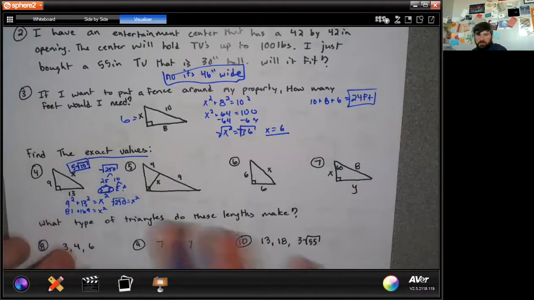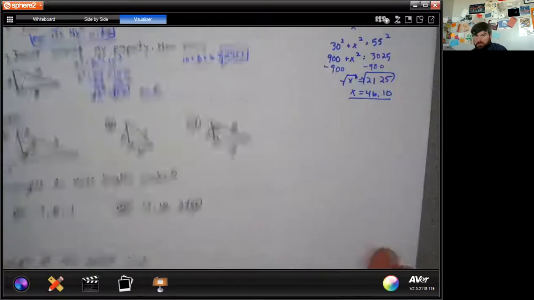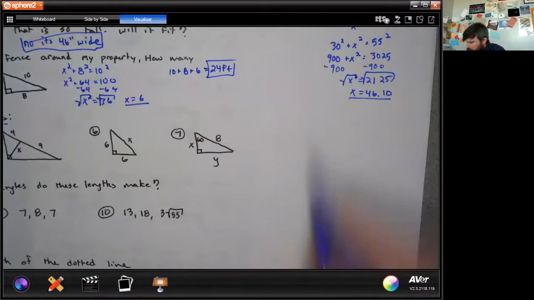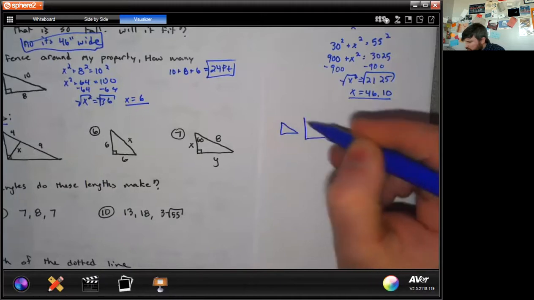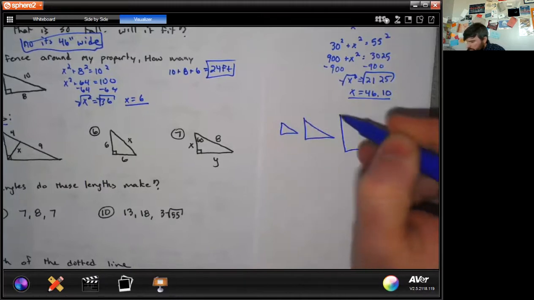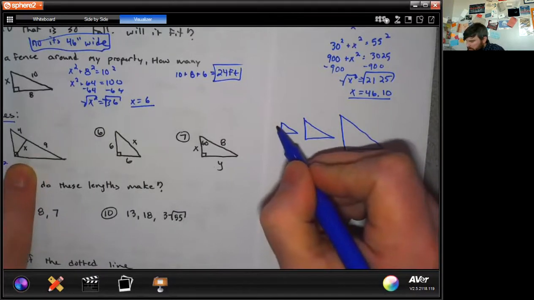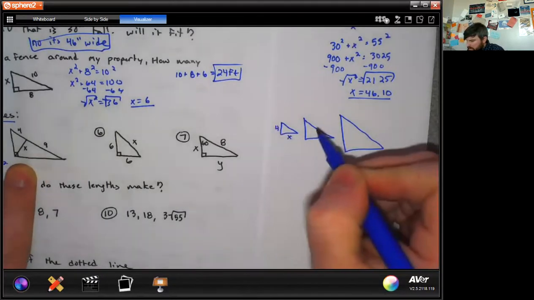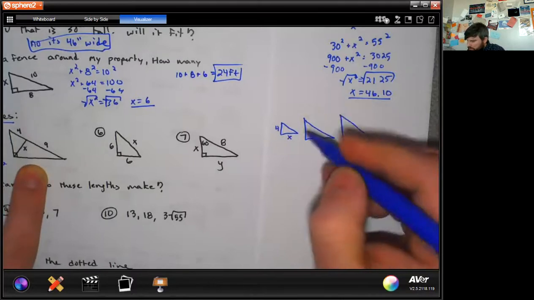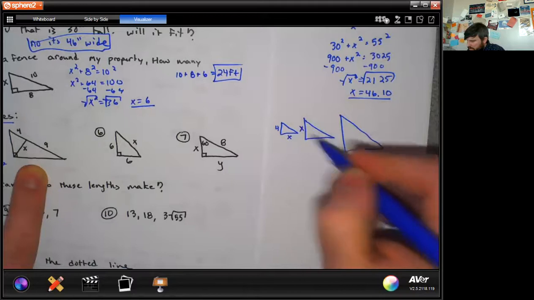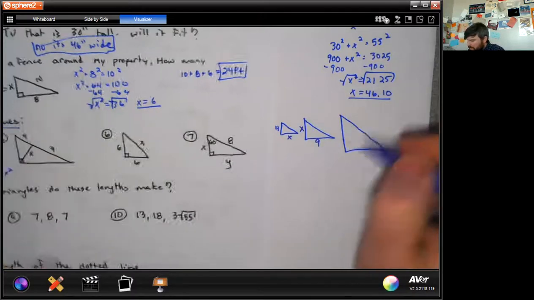Okay, I'm going to draw this one out on a separate sheet of paper here. Okay, we'll just do it over here. So you've got a small, medium, large triangle. In your small one, you have 4 and x. In your medium one, you have x and 9. And your large one, you don't really have anything here.